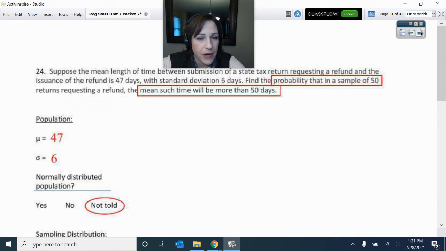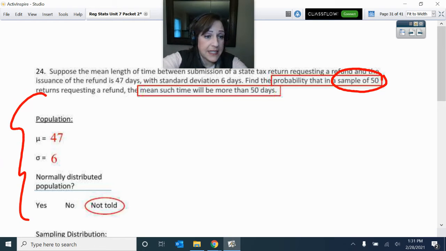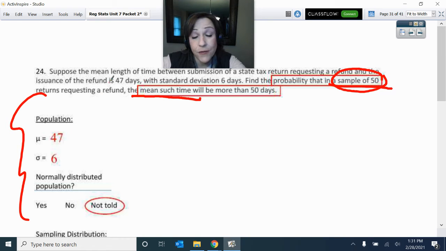Okay. All right. Next, number 24 here: find the probability that in a sample of 50. So right off the bat, this is not asking about using the population data, and we know that because it asks about the average time. And furthermore, we were not told that the population was normal.